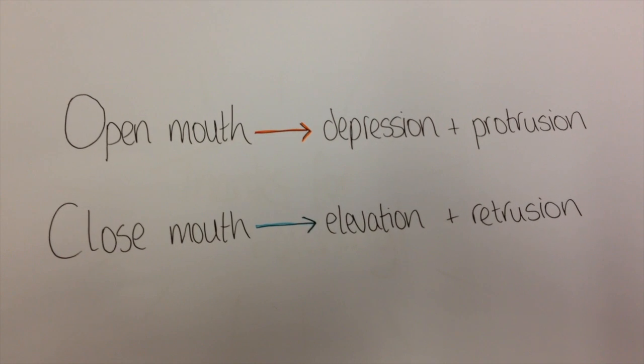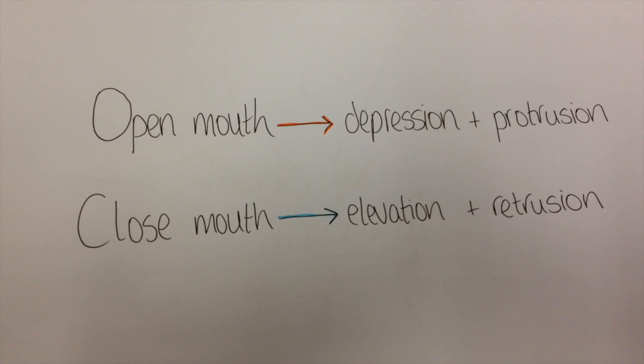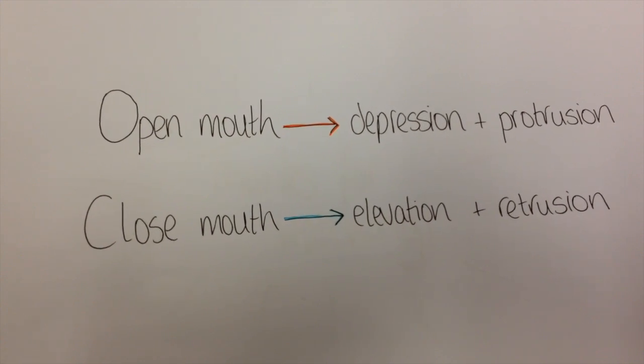Opening the mouth involves a combination of depression and protrusion, and closing the mouth involves a combination of elevation and retrusion. Here we can see protrusion, retrusion, depression, elevation, and lateral deviation occurring at the temporomandibular joints.